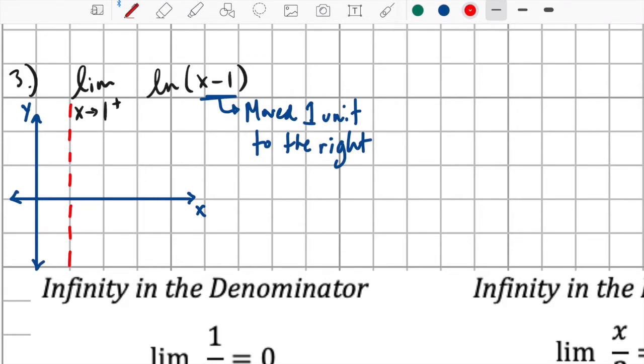The original natural log of x crosses at 1, 0. So that means that now it's going to cross at 2, 0. And it'll look something like this. And this one, just by looking at the graph, as we approach 1 from the right, my graph is going towards negative infinity. It is decreasing without bound. As we get closer and closer to 1 from the right, it is decreasing. So therefore, this limit will be negative infinity. Know your graphs.